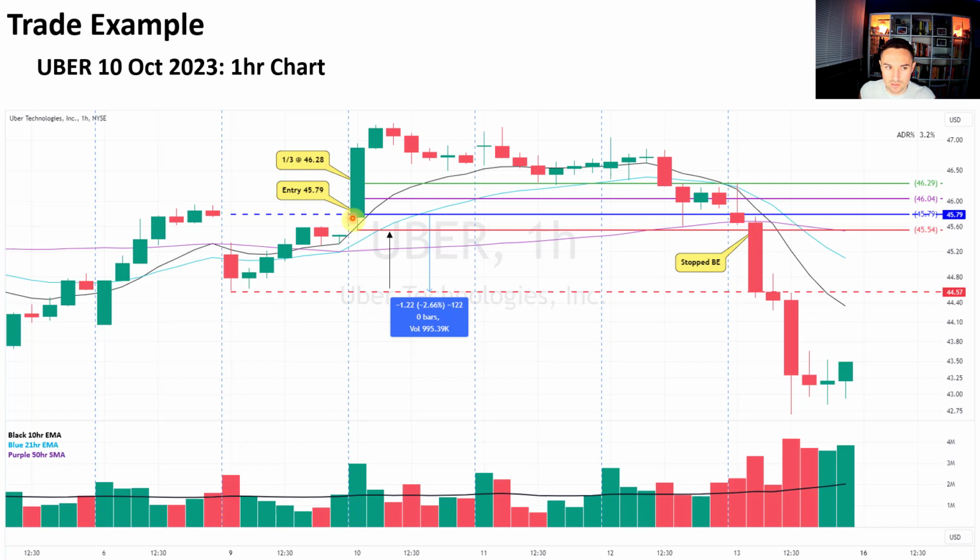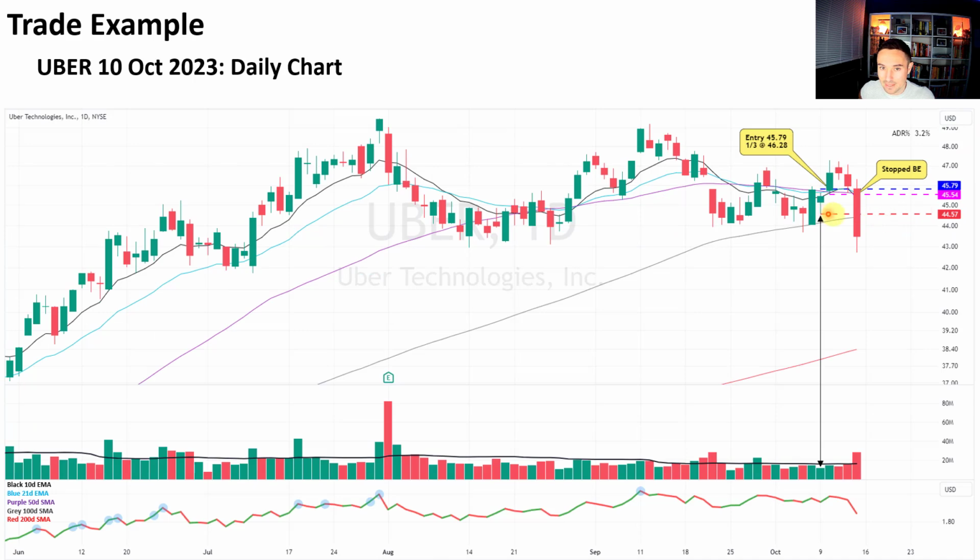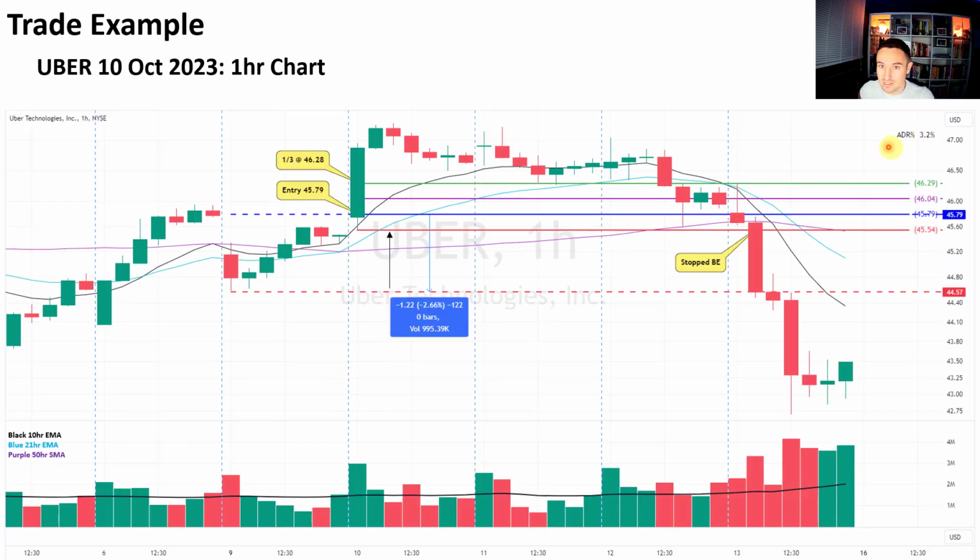Now why was I able to do that? Well, Uber's just powered out here. So what I can do is I can adjust my initial stop loss of 2.66%, which is tight relative to the ADR, which is about 3.2%. So this stop loss here is about 2/3 versus the ADR of 3.2%. I'm no mathematician, but 2.66 is about 2/3 of 3.2. Okay, so remember, half to 2/3 is ideal. So what I can then do is push my stop loss up from 44.57.